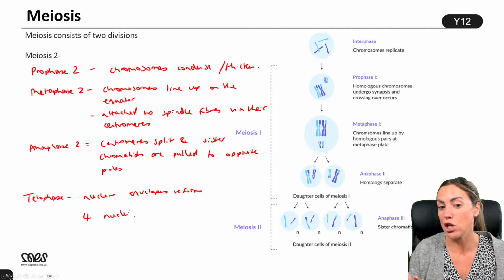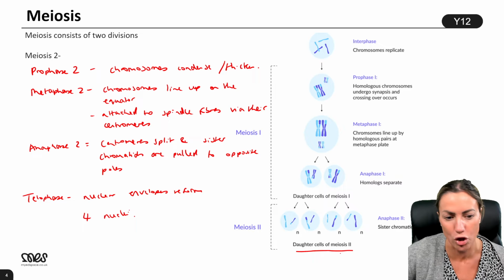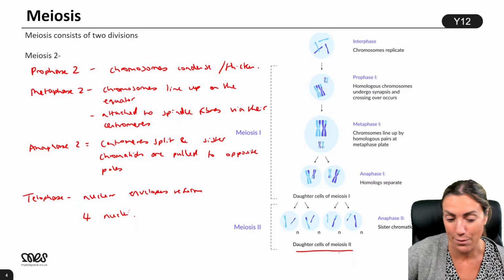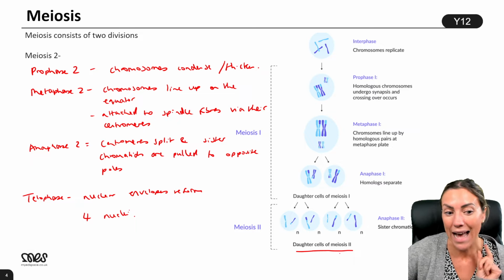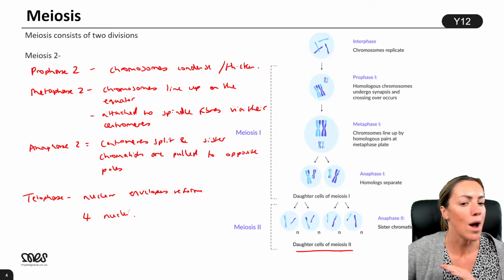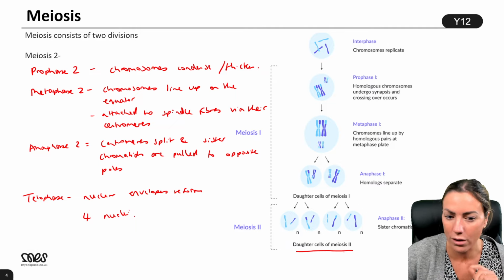Now, because we have 2 rounds of division, we end up with 4 daughter cells, not 2, like we do in mitosis. All the daughter cells will be genetically unique because we've had crossing over and we've had independent assortment, and they will be haploid. They will consist of single chromosomes because of what happened in meiosis 1, where we separated the homologous pairs. The chromosomes are no longer in their homologous pairs.